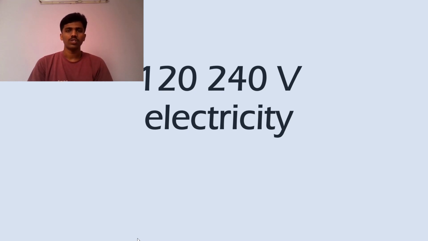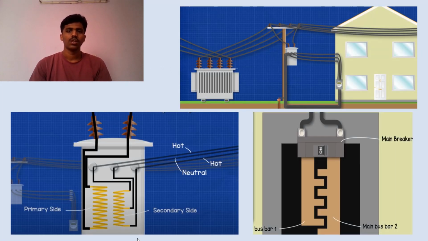In this video, I am going to explain how three-phase electricity can be used to get 120 or 240 volts, and also what the connection you can see in your property will be. So before understanding the 120 or 240 volts, first we need to know how the electricity is generated and how it is transferred to our property.